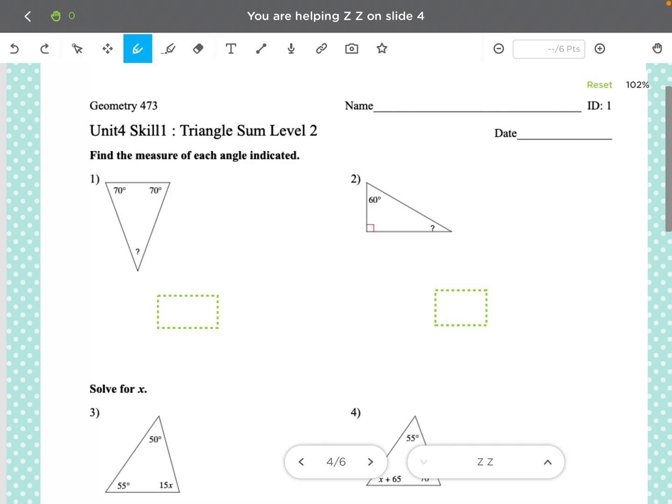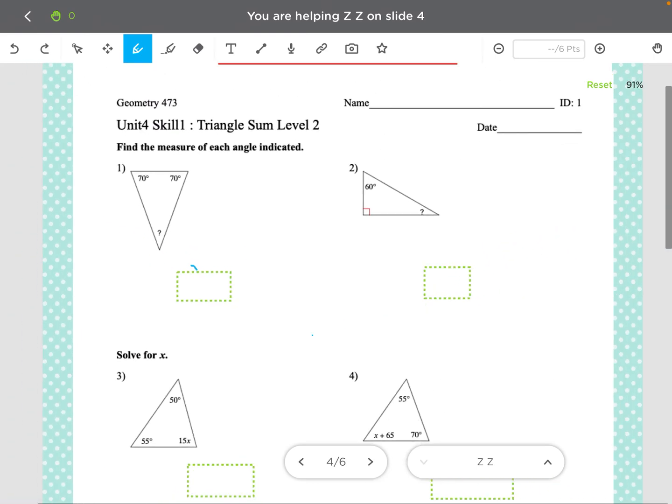Two problems in this skill deal with what's called the triangle sum theorem. And all it says is basically the inside angles of a triangle always add up to 180 degrees. That's the only way a triangle can be created. So if I give you two angles in a triangle, you can find the missing angle because it has to add up to 180.